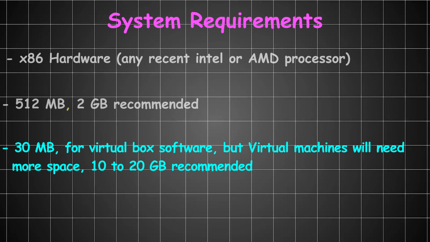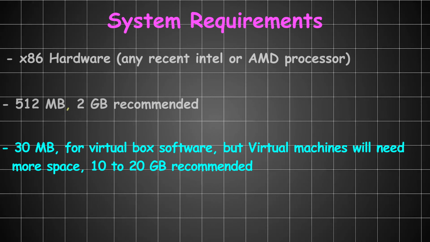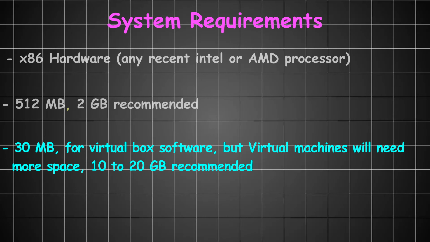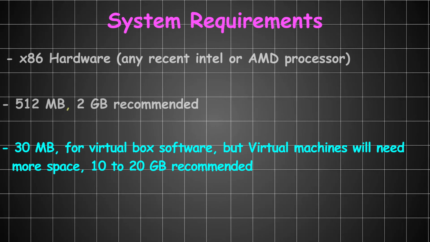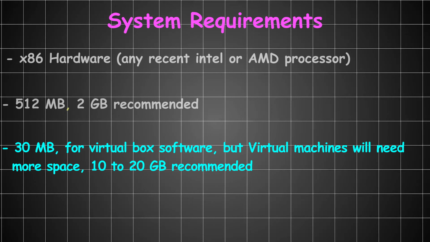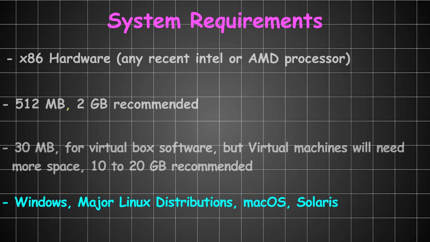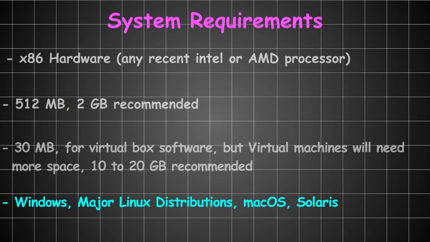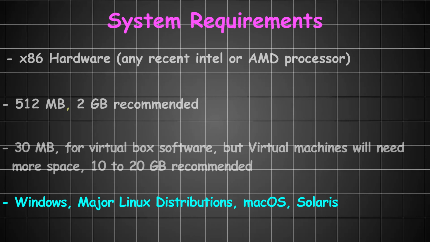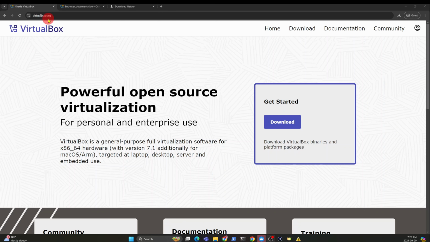So coming to hard disk, we need at least 30 MB space for installing this VirtualBox software. But if you are planning to load virtual machines, then you will need more space than that. I would recommend to have at least 10 to 20 GB space for this. And for supported operating systems, VirtualBox supports a wide range of operating systems like Windows, Mac OS, Solaris, and various Linux distributions.